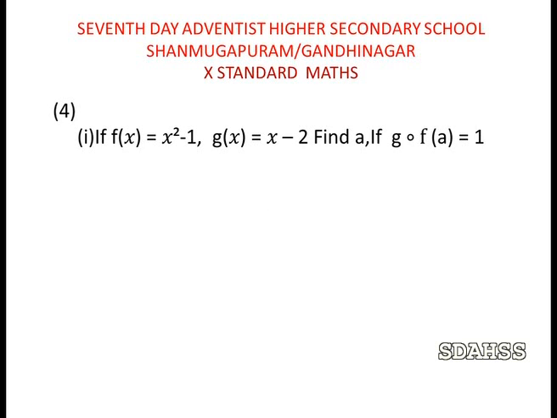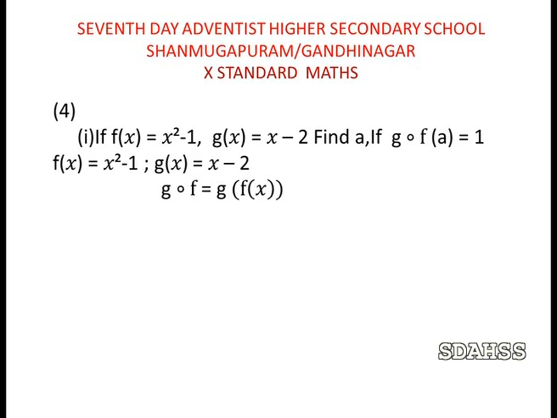Fourth sum, subdivision 1. F of x is equal to x square minus 1, g of x is equal to x minus 2. Find a if g dot f of a is equal to 1. Here two functions are given and the condition is also given. So the two functions are f of x is equal to x square minus 1, g of x is equal to x minus 2.